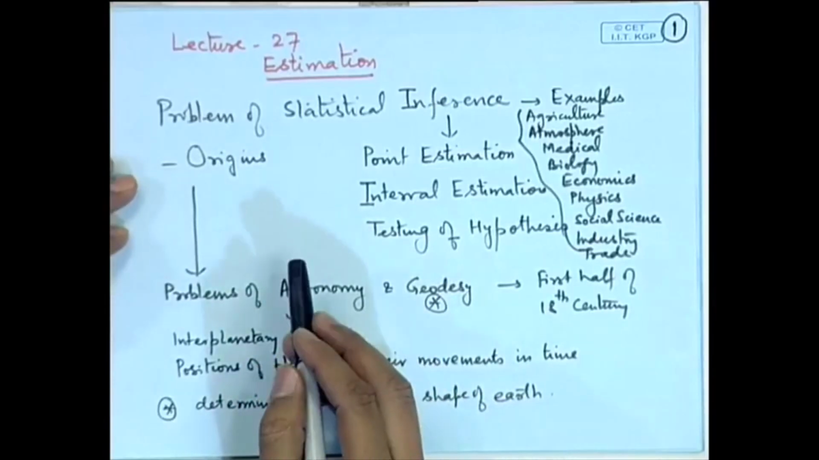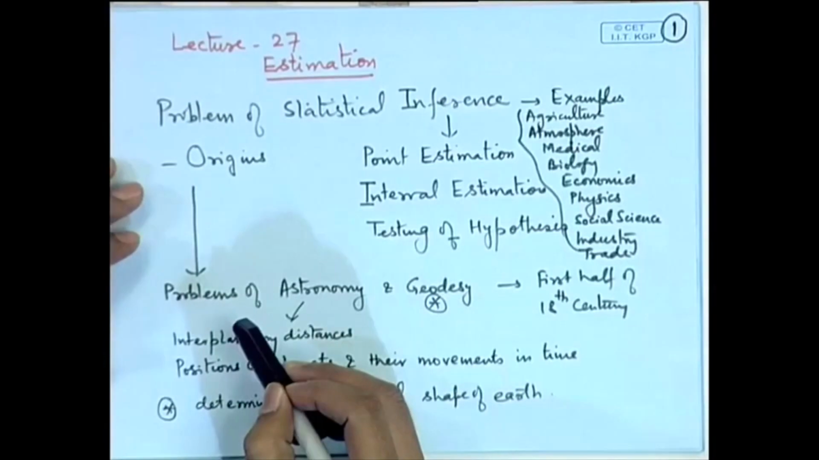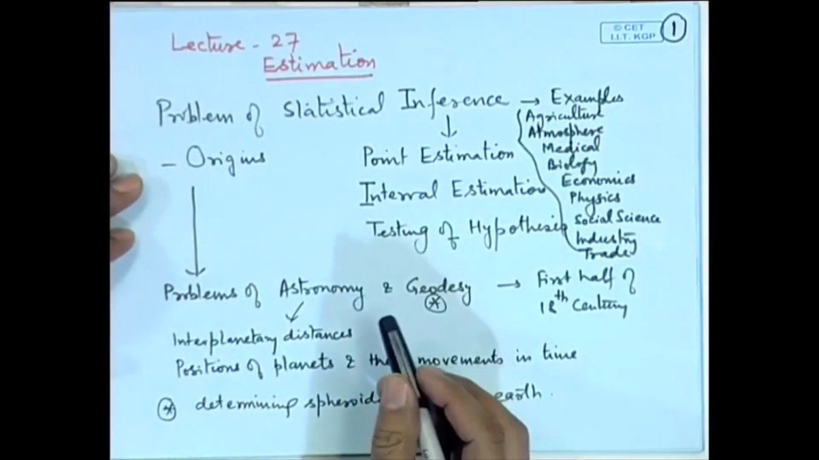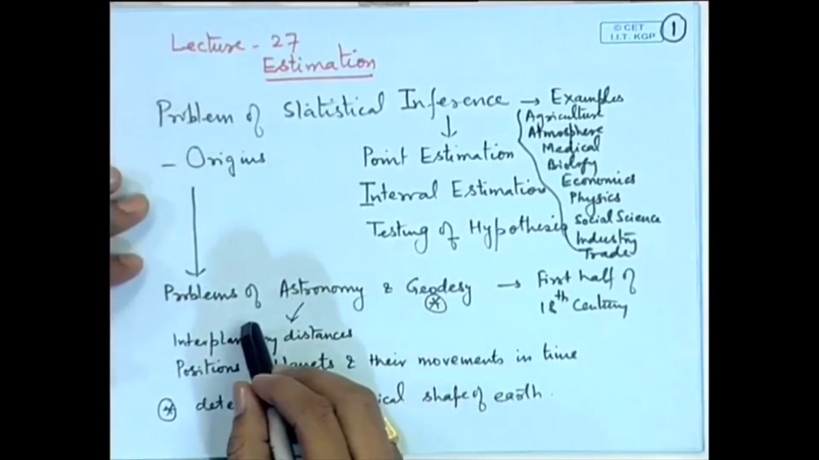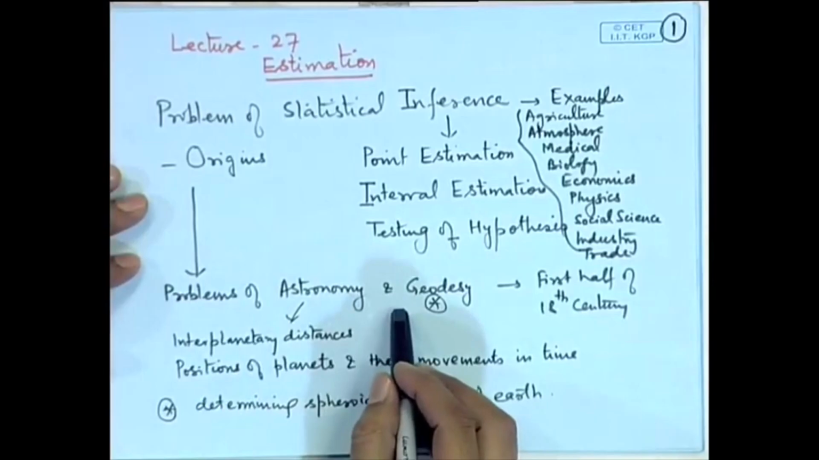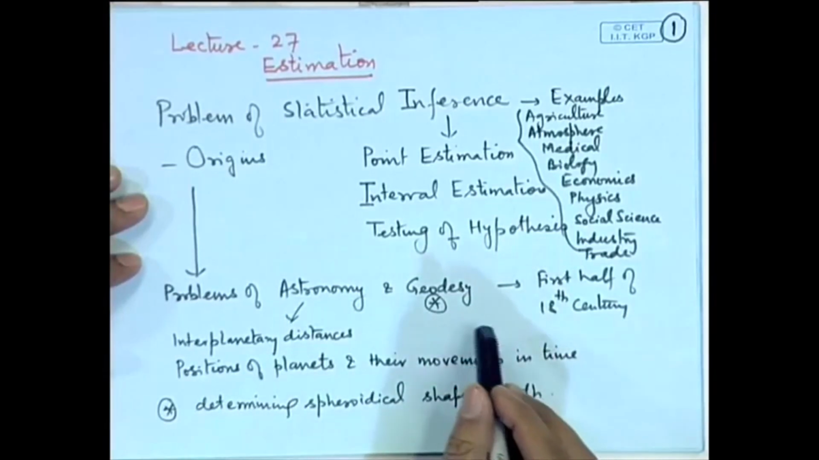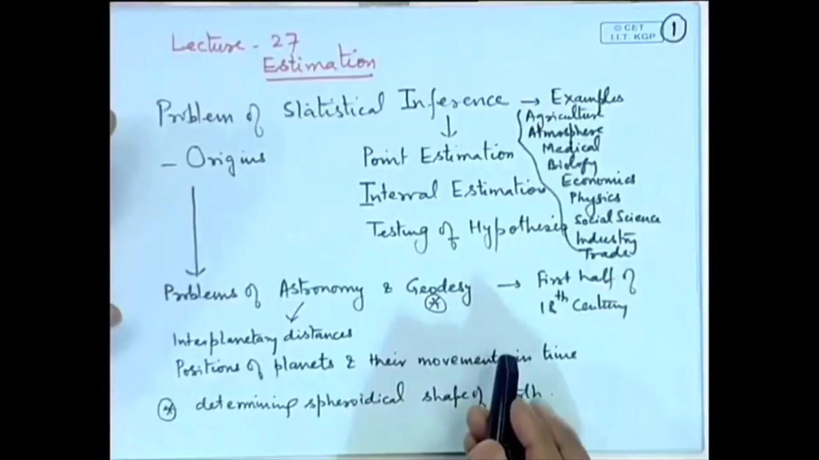Let me give some historical facts about how the problem of statistical inference was initially studied. It seems to have origins in the problems of astronomy and geodesy in the first half of the 18th century, when many scientists were finding out interplanetary distances, the positions of the stars, their shapes, and how they move with time. For example, Mercury takes this much time to rotate around the sun, it takes this much time to rotate on its axis, and all those kinds of statements. That means, the problems in astronomy or in geodesy.